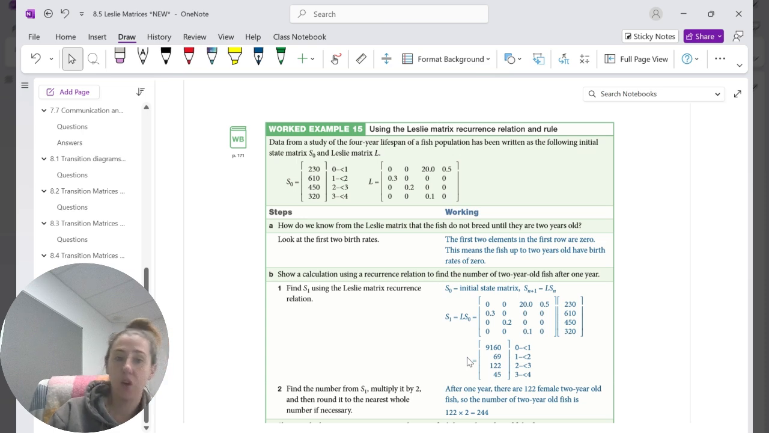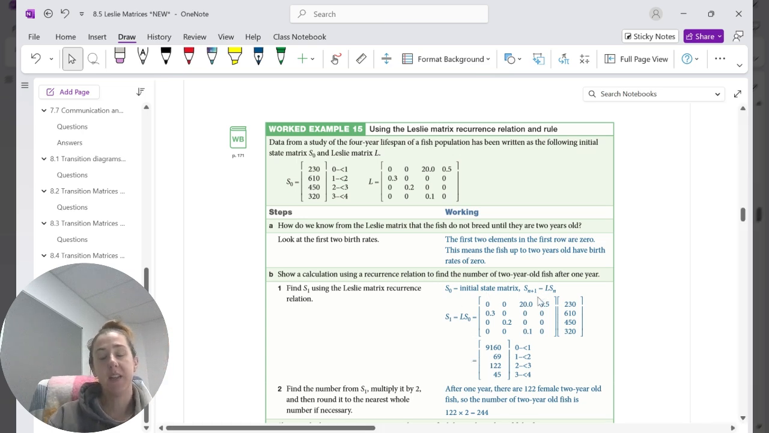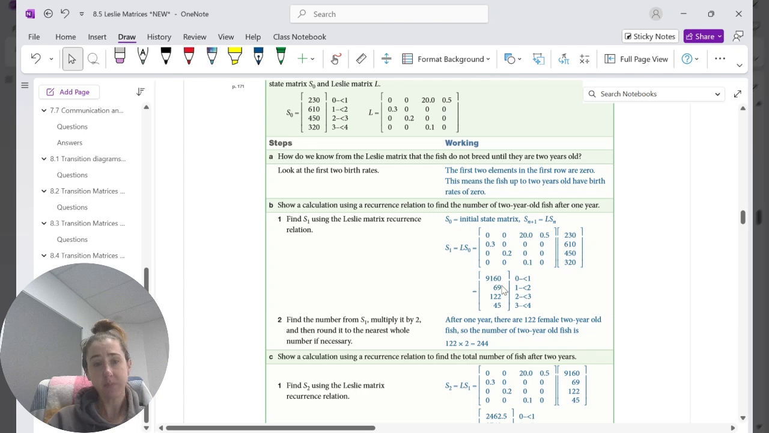So we have to go to our initial state. We want S of 1, so we want to go after 1 year, meaning we're going to do 1 iteration. We take our Leslie matrix multiplied by our initial state to give us the state after 1 year. We then need to read from that matrix and find the appropriate age group. We are looking for 2-year-old fish, so that's sitting in here.